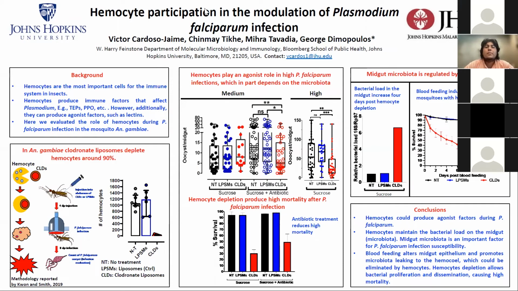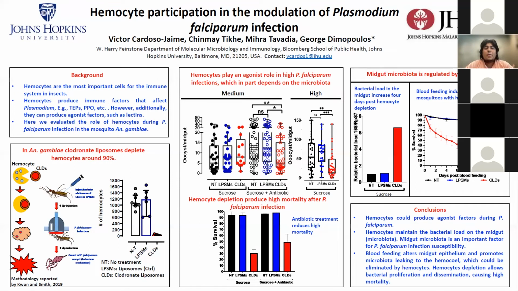Hemocytes are the most important cells for the immune system in insects, and in the mosquito they produce immune factors that affect Plasmodium development, like TEP1, PPO, antimicrobial peptides, etc. However, additionally, they can produce agonist factors such as lectins. Here we evaluate the role of hemocytes during Plasmodium falciparum infection in the mosquito Anopheles gambiae.